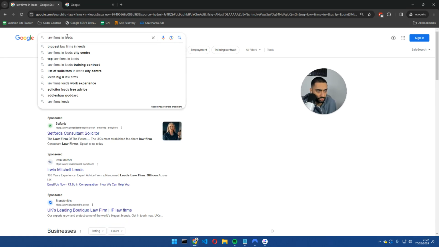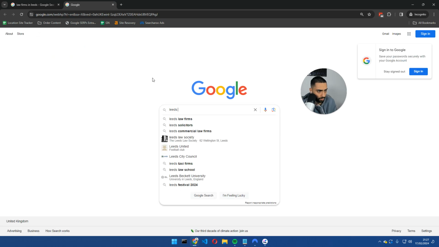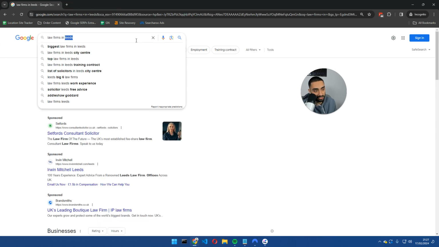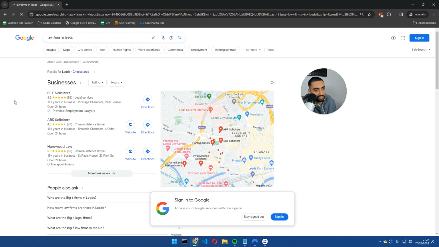Leeds is a fairly medium-sized town in the UK. I'll get the population for Leeds. 792,000. It's nowhere near as big as some of the massive towns in America, but obviously it's quite big in the UK. So, law firms in Leeds.